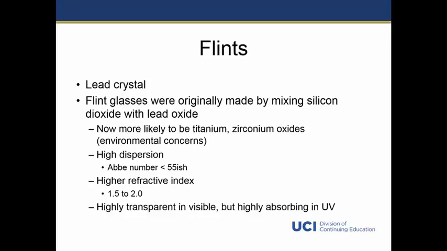Flint materials tend to have a higher dispersion, so a lower Abbe number, typically lower than 50, but let's say lower than about 55, and we'll give some more exact definitions shortly. And they also tend to have higher refractive indices than the crown materials, although their indices can be as low as 1.5. Typically they're 1.6 to 2 in index of refraction at the 587 nanometer wavelength. These flint materials typically are very highly transparent in the visible, and they tend to be highly absorbing in the ultraviolet region.